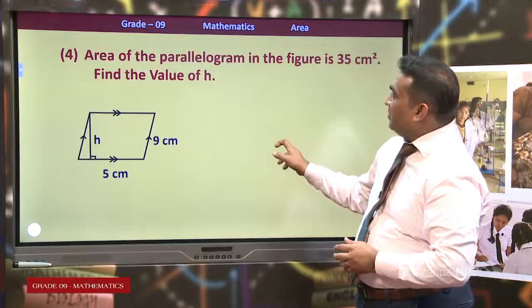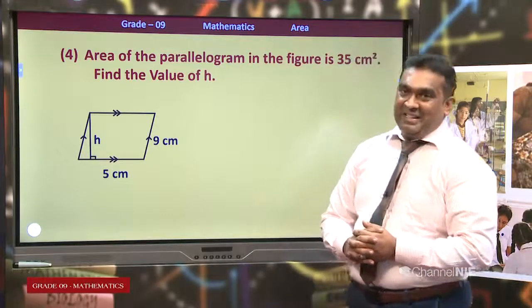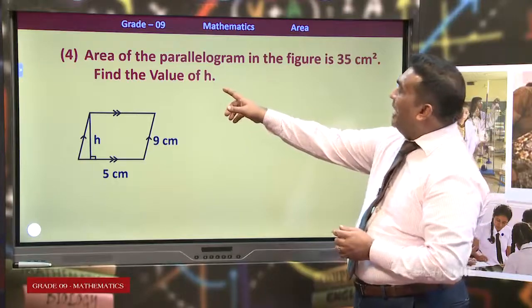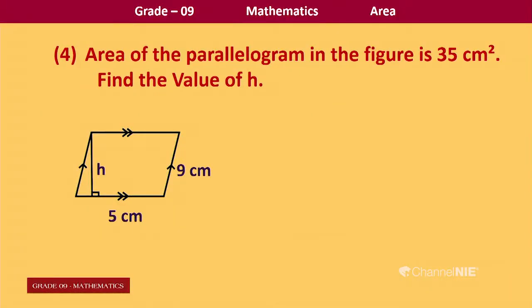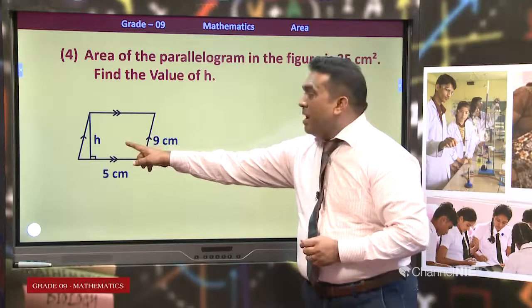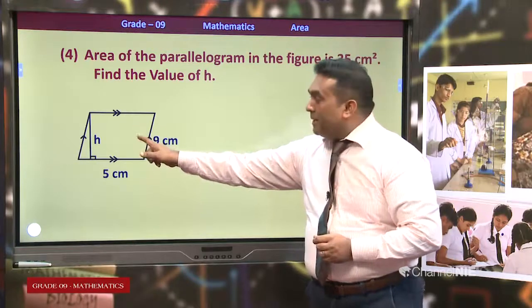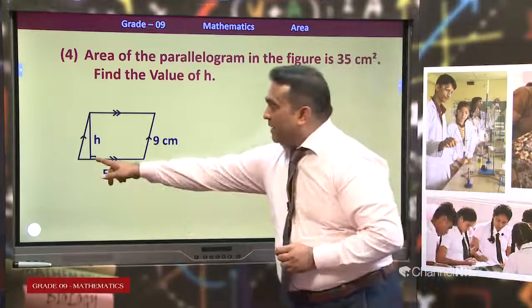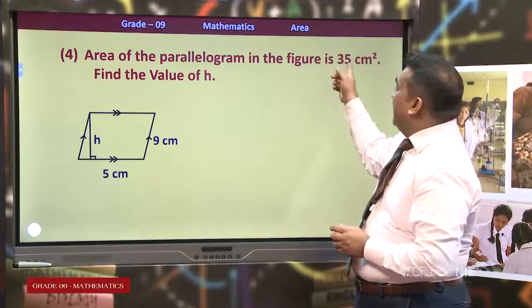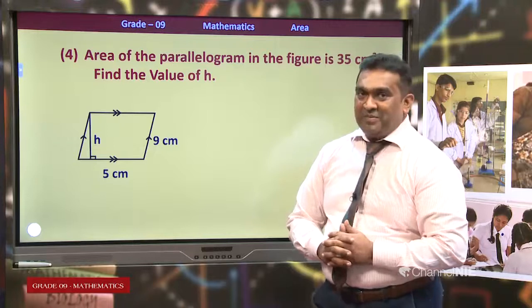Then, a different question, different mathematical skill. Now the area of the parallelogram in the figure is 35 square centimeters. Find the value of h. My children, they ask about the perpendicular height. If you want to find the perpendicular height, what do you have? Base and area. This 9 is a useless value there, right?